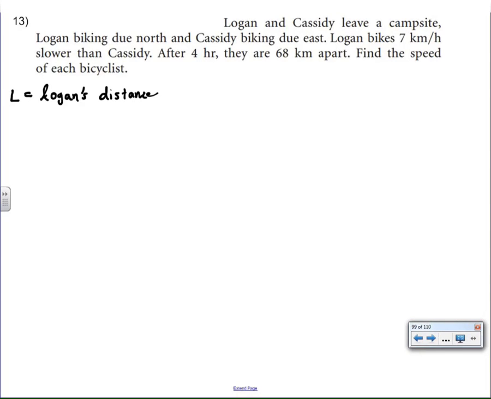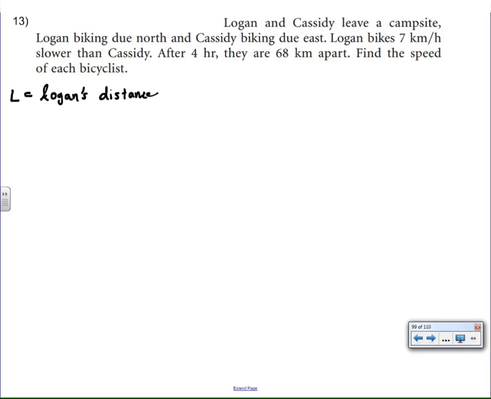Hello everybody. Today's problem of the day for quadratic problem solving is about Logan and Cassidy leaving a campsite on their bikes. It's kind of a ridiculous problem because how would we know that they're 68 kilometers apart after 4 hours but not know how fast they're biking? It's kind of a silly problem, but it is great for problem solving because it forces us to combine many of the ideas that we've talked about throughout the school year.